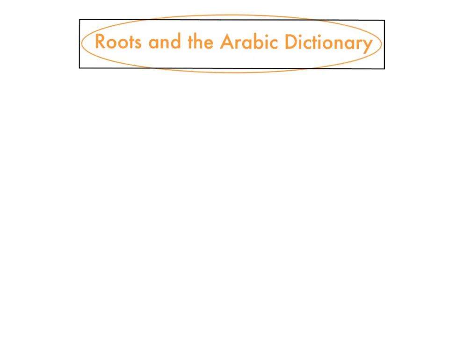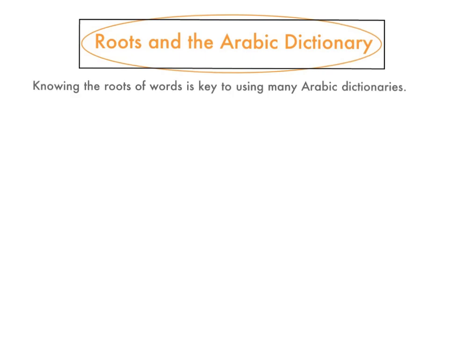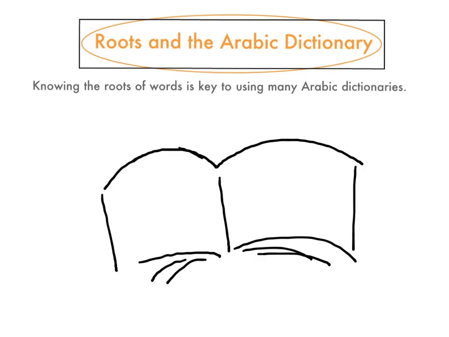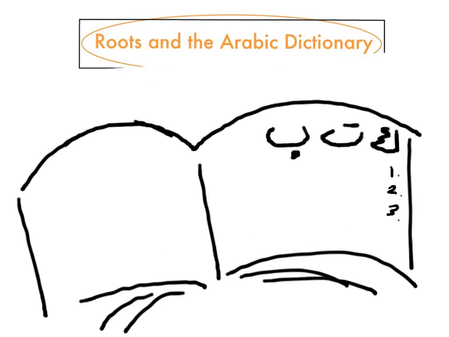Roots and the Arabic dictionary. Knowing the roots of words is key to using many Arabic dictionaries. The reason that roots are important is that in Arabic dictionaries, the words are organized by root. For instance, if you want to find the meaning of a word, first you have to find the root in the dictionary. The root will be listed on the top of the page. For instance, let's say the root katab, writing. And different words which are formed from the root come under the root.